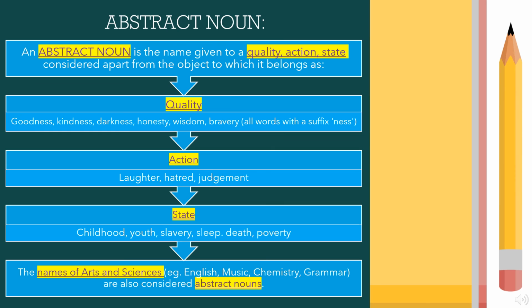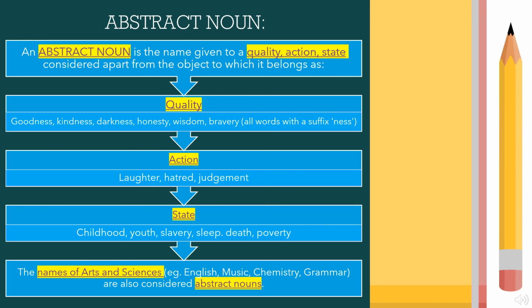An abstract noun is the name given to a quality, action, or state considered apart from the object to which it belongs. What is quality? Like goodness, kindness, darkness, all words that end with the suffix ness fall under quality. There can be other words too, like honesty, wisdom, bravery.